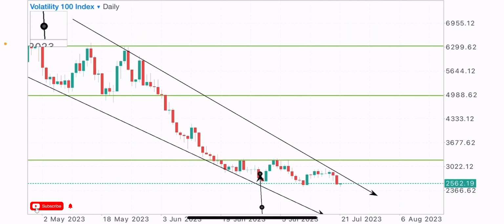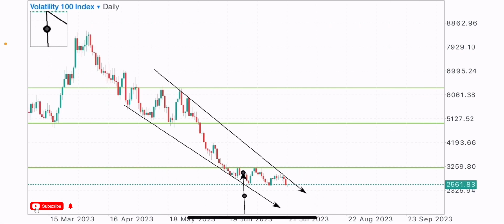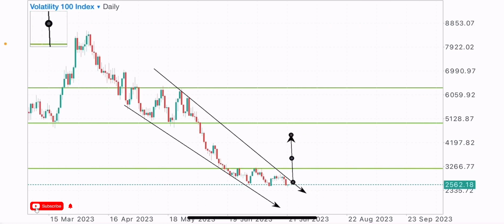So you can see after the test on it, it sold off, came back to it again and sold off. The market has reacted on this level of resistance twice, indicating rejections on this level. The bulls are not yet ready to break out of our downtrend or break this level of resistance.